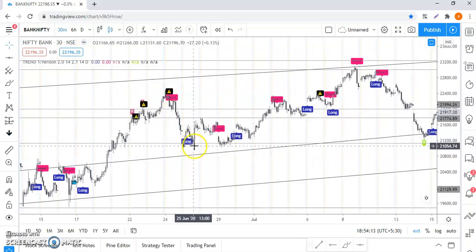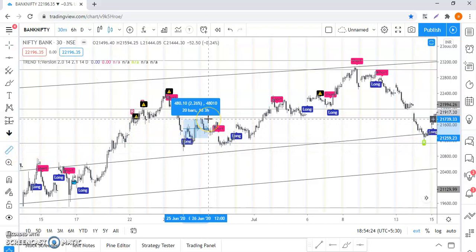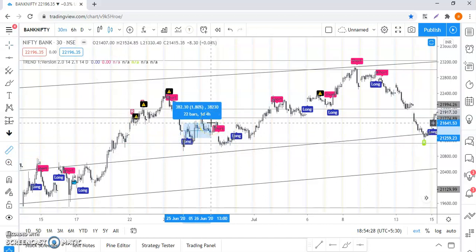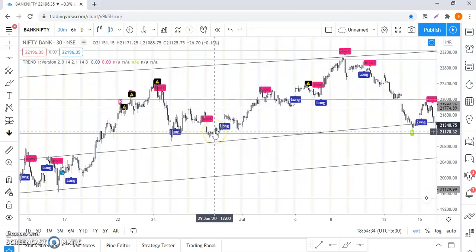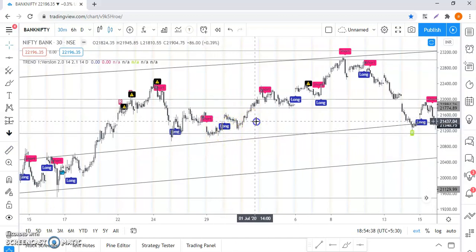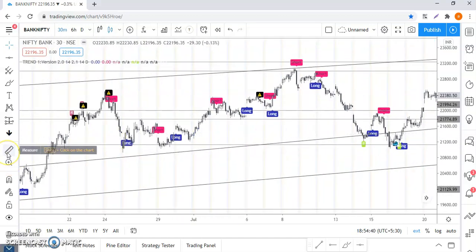So the next long signal comes directly at the support. You are getting a long signal right at the support. What you should do is go for a long position, and it hit the resistance, sorry, and it came down. It is not able to break this resistance. It came down and gave a short signal. So you should again go for a short, and again it gave a long signal in the support region. You should immediately go for a long position. So you are trading long and short, long and short.